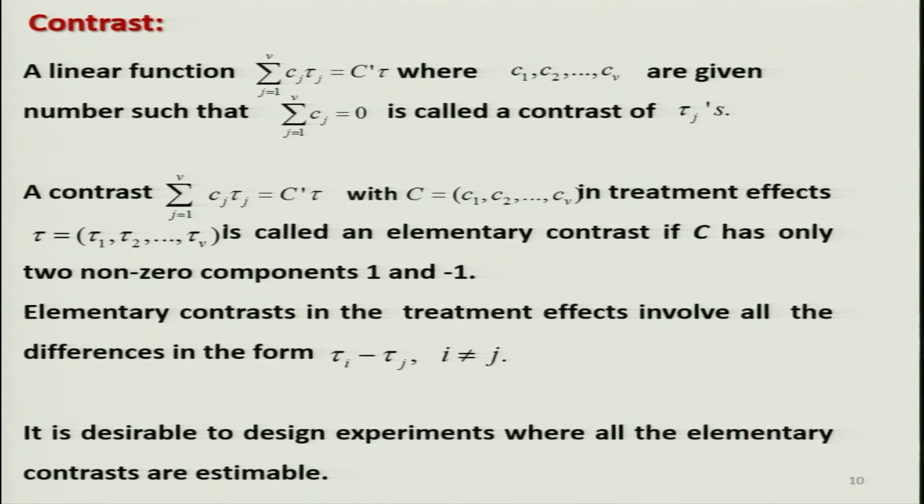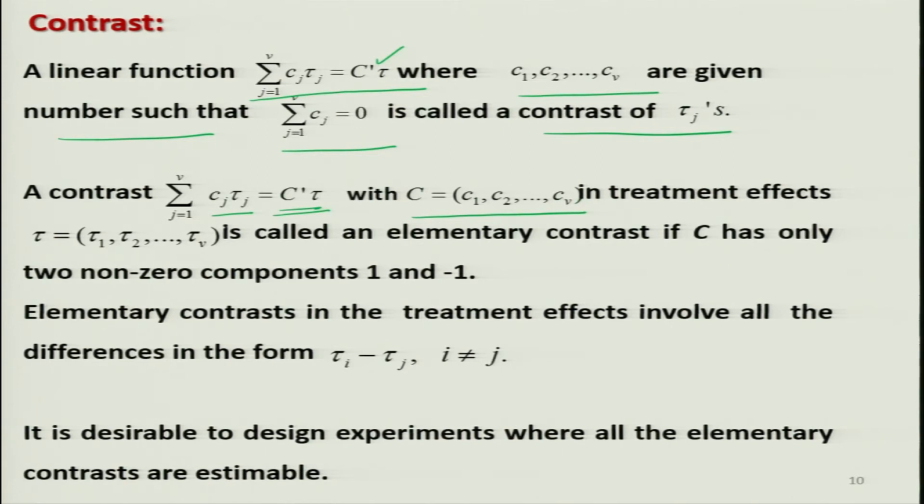Although we have discussed it in the beginning of the course, just for a quick revision, I have given here this definition: a linear function, summation over j goes from 1 to v of c_j tau_j, that can be expressed as c transpose tau, where c1, c2, ..., cv are some given constants, given numbers, such that summation over j of c_j is equal to 0. This is called the contrast of tau_j's, which is expressed as c prime tau, with c equal to this vector of c1, c2, ..., cv.